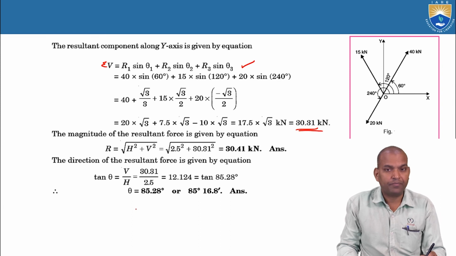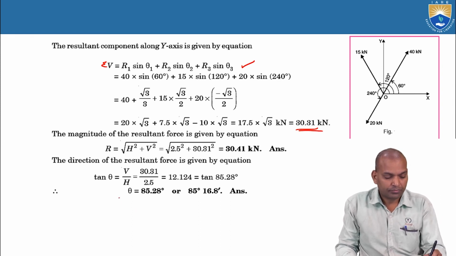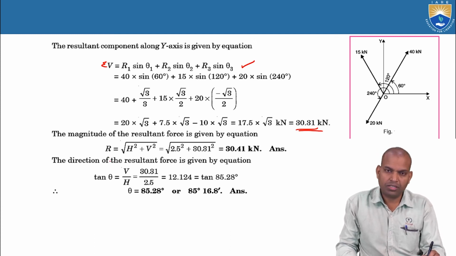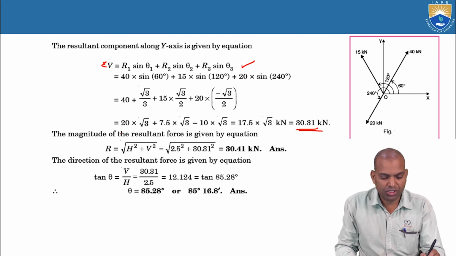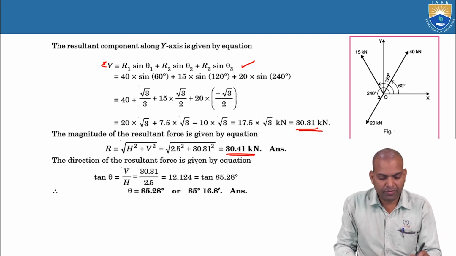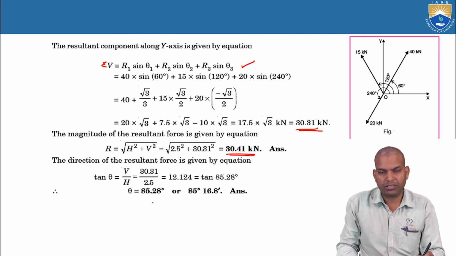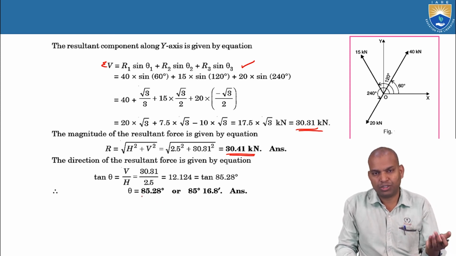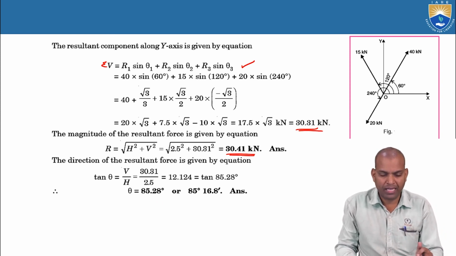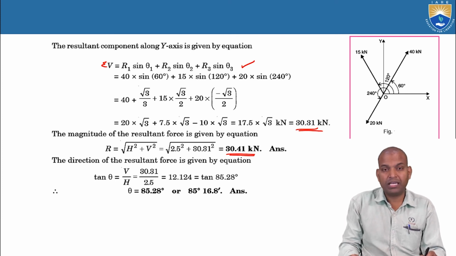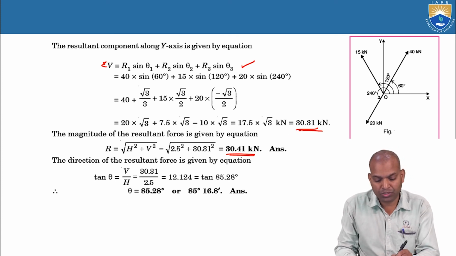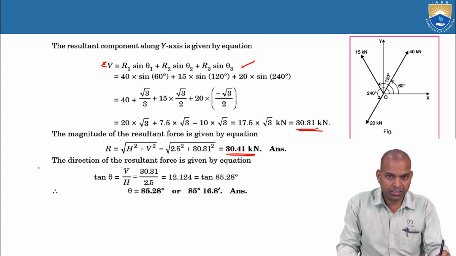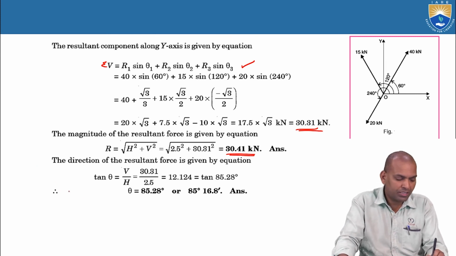That is sigma V. Now, the resultant force equals the square root of H squared plus V squared. Substitute the H and V values. The obtained value is 30.41 kilonewtons. So in this case, the resultant force is greater than both sigma H and sigma V. Here, the sum of the vertical forces is more than the sum of the horizontal forces. What about the direction of the resultant force?